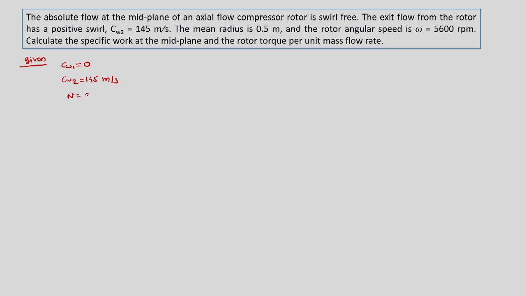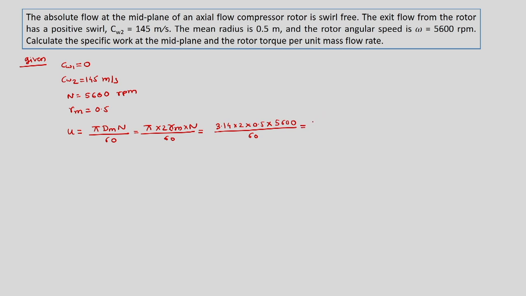We have n as 5600 rpm and then we have mean radius rm as 0.5. We can find out U first, which is pi dm n by 60. So it is pi into 2 into rm into n by 60. So we know 3.14 into 2 into 0.5 into 5600 divided by 60. So this gives us velocity 293.06 meters per second.